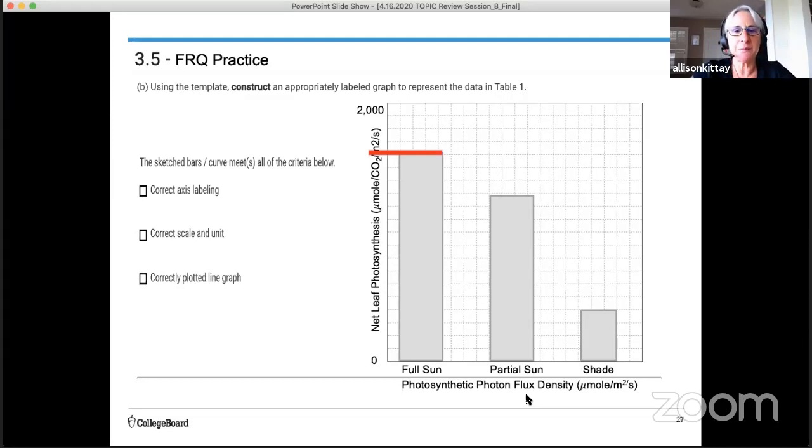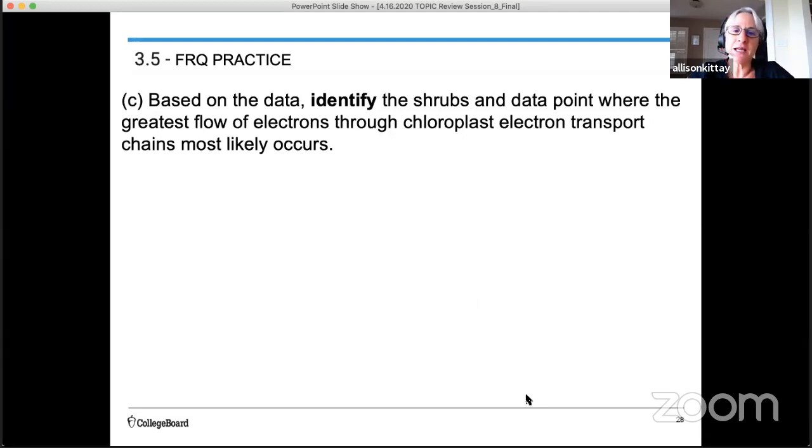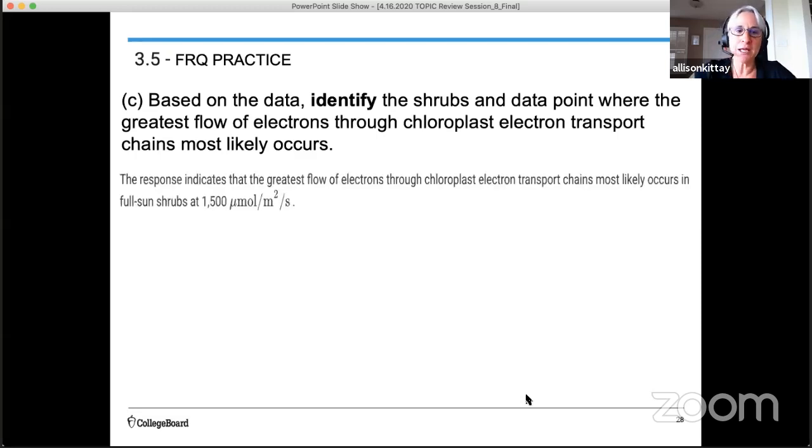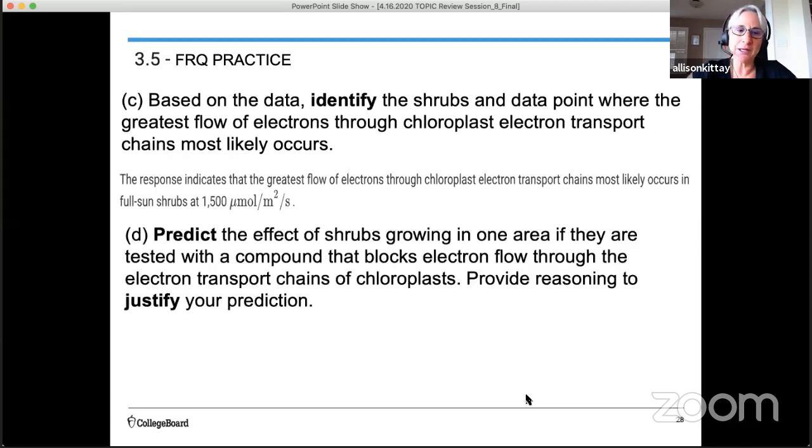So if you look at that top line, this is going to become important in the next part of this question. Okay. So based on the data, identify the shrubs and data point where the greatest flow of electrons through the chloroplast electron transport chain most likely occurs. So we know it's going to be the shrubs in full sun, and that data point that I highlighted in red is at 1500 micromoles per meter squared per second.